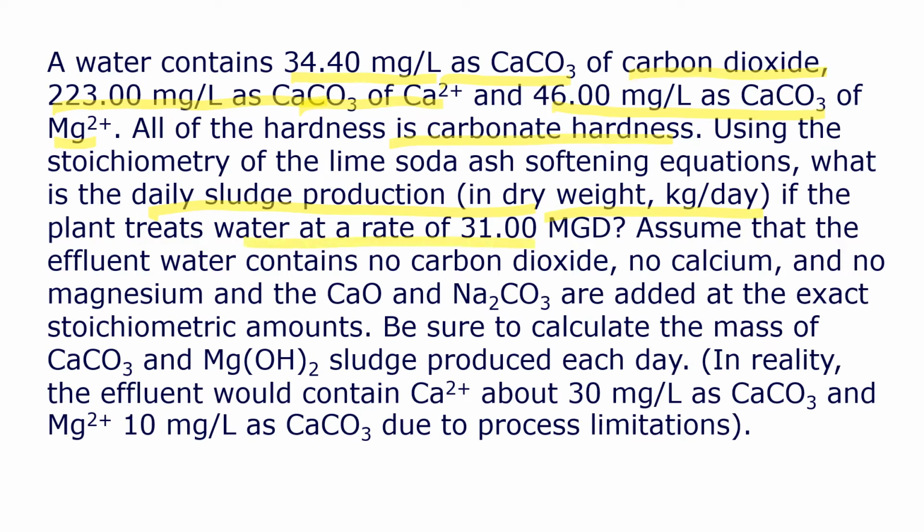The plant is treating water at a rate of 31 milligrams per liter. I've simplified this problem by telling you to assume that the effluent water contains no carbon dioxide, no calcium, no magnesium, and the calcium oxide and soda ash are added in the exact stoichiometric amounts. Now, in reality, that's not going to be the case because we do treat to the practical limits, but for this problem, assume that you have removed all of the calcium, all of the magnesium, and you've neutralized all of the carbon dioxide.